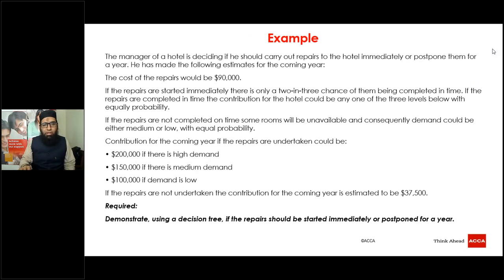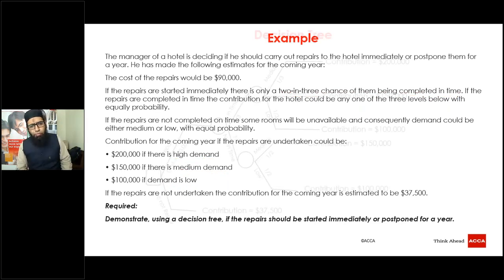So hopefully you have read the information. In the information you can see that there are two different types of possibilities. One is about the demand. So there could be high demand, medium demand, and low demand. This is one type of possibility. The other type of possibility is whether the repair will complete in time or not. So you can see there are two different types of possibilities.